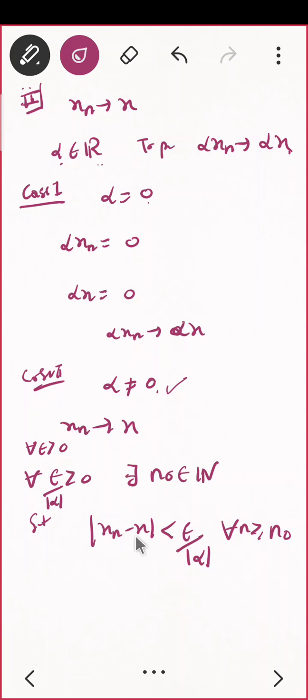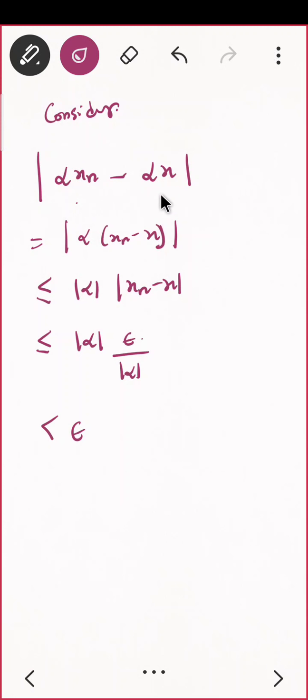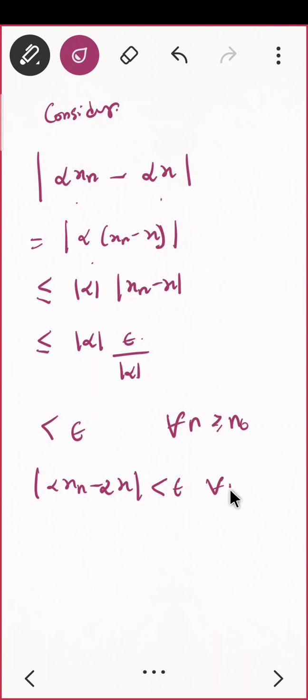Do you see? Now the proof follows. Once you are done with this, next step you consider alpha xn minus alpha x, mod of alpha taken outside, xn minus x, and so on. This is true for all n greater than or equal to n naught. That means what did you prove? You proved that mod of alpha xn minus alpha x is less than epsilon for all n greater than or equal to n naught. What do you mean by that? This implies alpha xn converges to alpha x, hence proved.